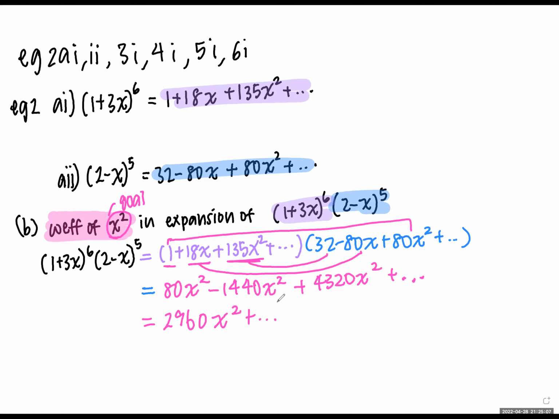And what's the question asking for? They only want to focus on the coefficient. So therefore, I can say that my coefficient of x squared is 2960. That's all.